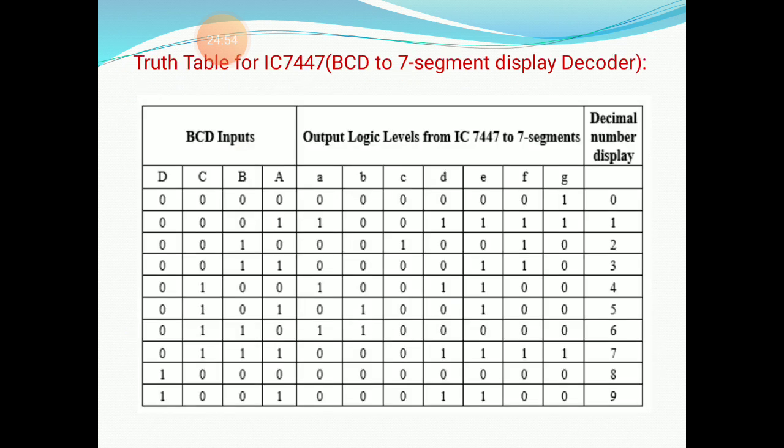Now let us see the truth table for IC 7447. It is a BCD to 7 segment display decoder. It consists of 4 BCD inputs A, B, C, D and 7 outputs A to G. These 7 outputs carry the 7 segment code. This 7 segment code is given to the 7 segment display device to display the corresponding BCD number, that is 0 to 9, for the given BCD inputs.